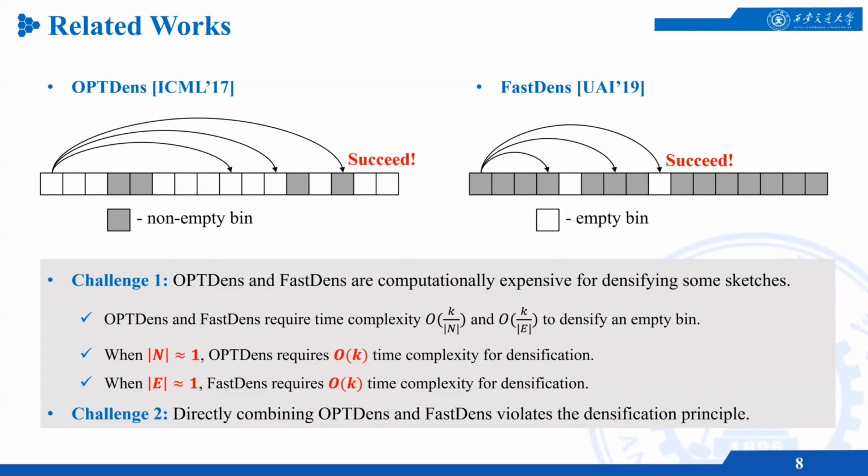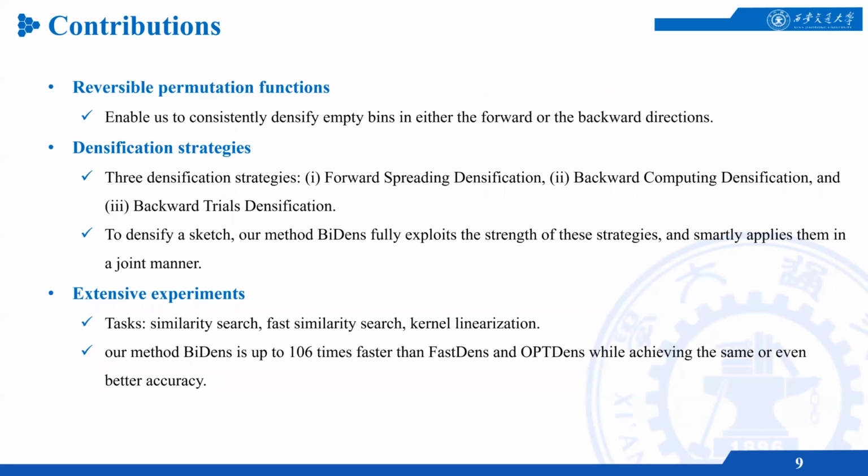First, both methods are computationally expensive for densifying some sketches. When the number of non-empty bins is near 1, OPT-dense requires O(k) time complexity for densification. When the number of empty bins is near 1, fast-dense requires O(k) time complexity for densification. Second, directly combining OPT-dense and fast-dense violates the densification principle. In this paper, we developed a novel densification method to solve the above challenges.